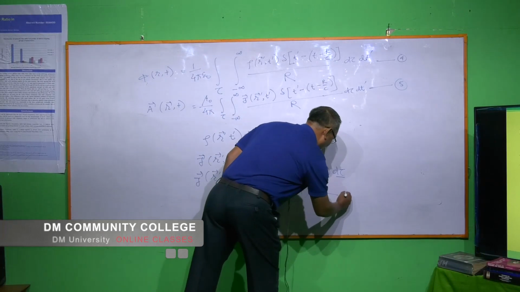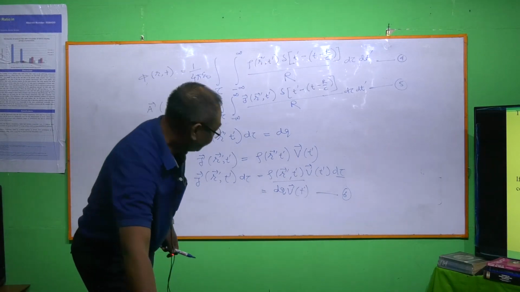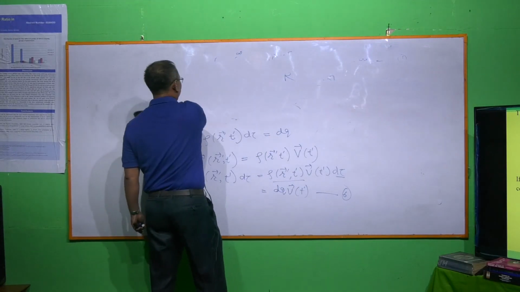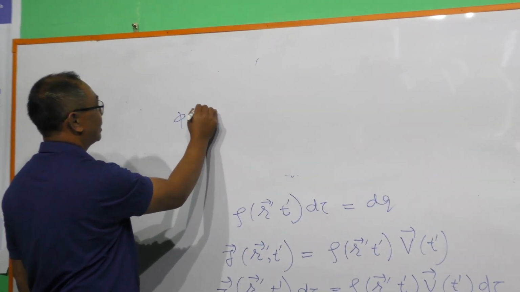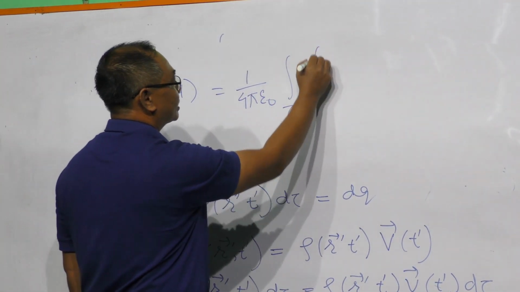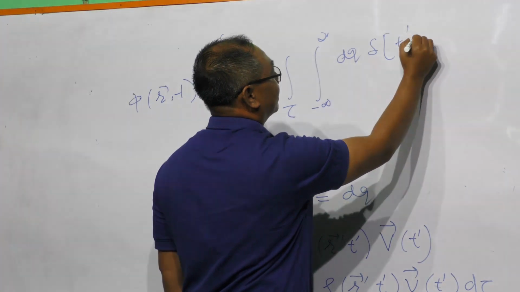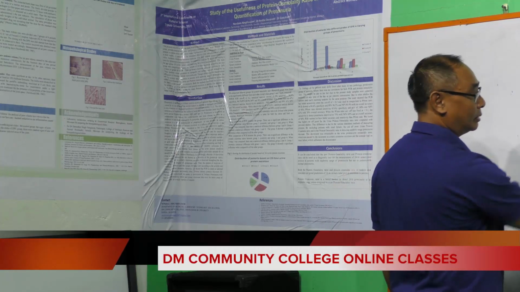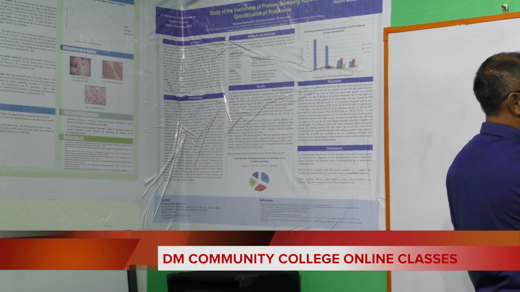And I can write this as equation number 6. And using these values, I can get another equation from equations number 4 and 5, that is φ(r, t) is equal to 1 by 4π ε₀ integration over volume τ, integration from minus infinity to plus infinity, dq δ(t' - (t - r/c)) divided by r dτ dt'. And I can write this as equation number 7.